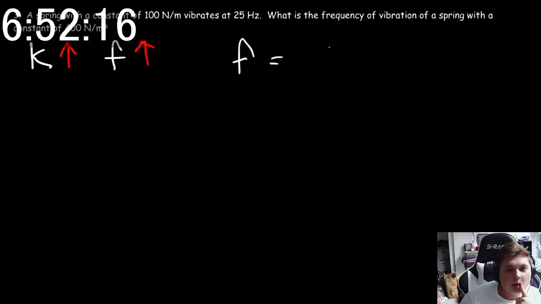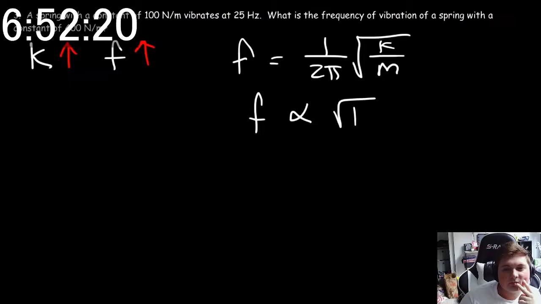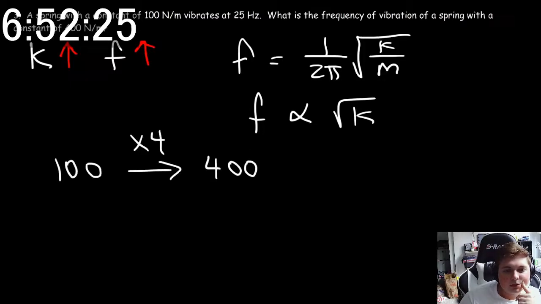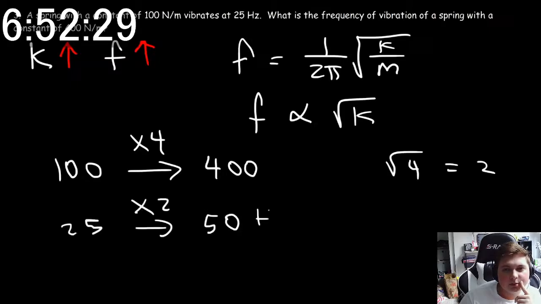And we know that the frequency of a spring is 1 over 2 pi times the square root of k over m. So notice that the frequency is proportional to the square root of k. And in this example, the spring constant increases from 100 to 400, so it increases by a factor of 4. And the square root of 4 is 2. So therefore, the frequency should increase by a factor of 2. So the answer is 50 hertz.